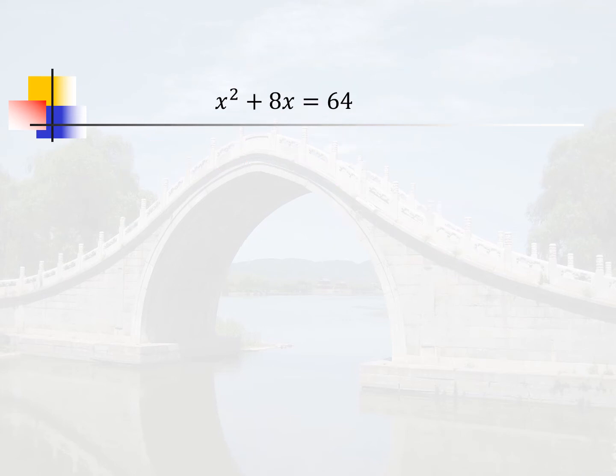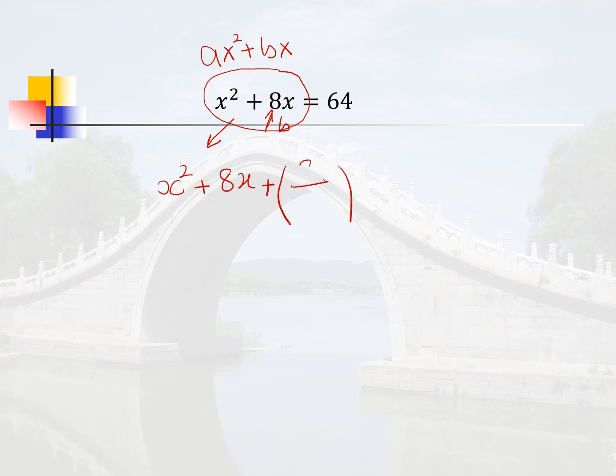Now let's solve this question by the completing the square method. In completing the square method, the first thing is to make sure that you have only ax square plus bx written on the left hand side, and any constant number should be written on the right hand side. So here x square plus 8x is written on the left hand side. What is your b here? Here the b is 8. In order to make the perfect square, you will write plus b by 2 whole square. So b is 8, over 2 whole square, equal.